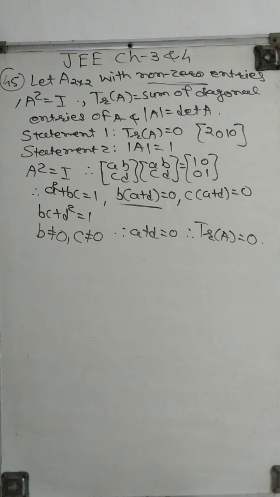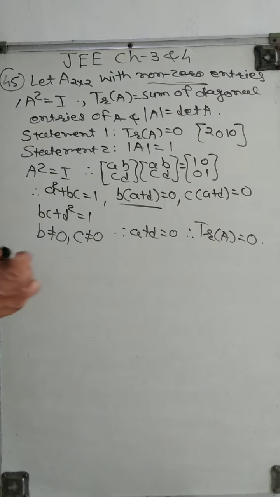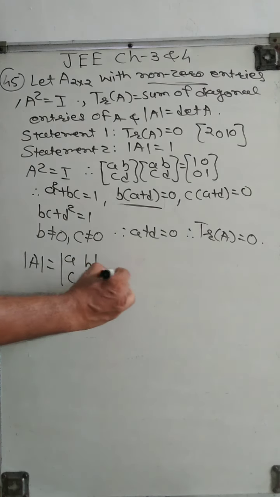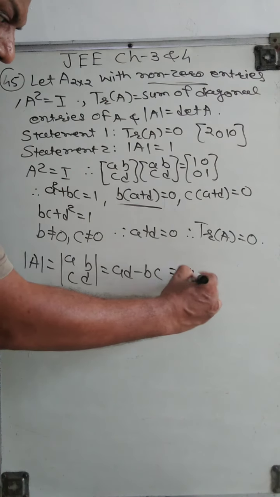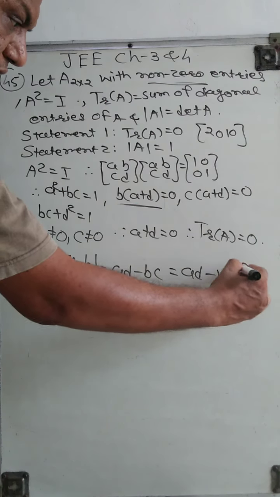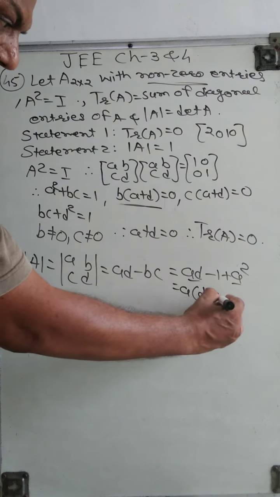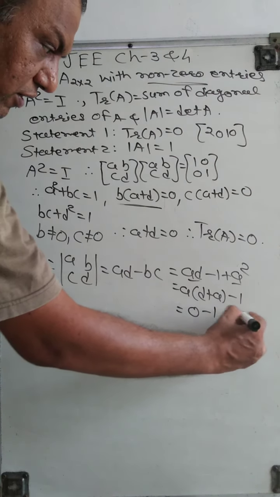Now statement 2. In statement 2, we want to obtain determinant of A equal to 1. So here, determinant of A equal to |A B; C D|, it is AD minus BC. Now from here, we take BC is equal to 1 minus A square. So we take AD minus 1 plus A square, right? Now we take these two terms together. A is common, (D plus A) minus 1 is there. So what? D plus A is equal to 0, because here A plus D is 0, we have taken. So therefore this is 0 minus 1, it is minus 1.